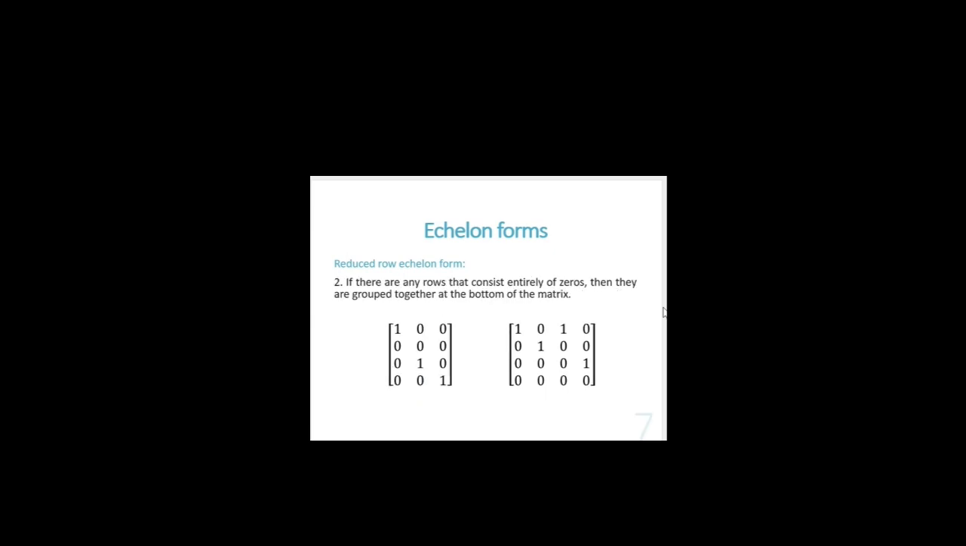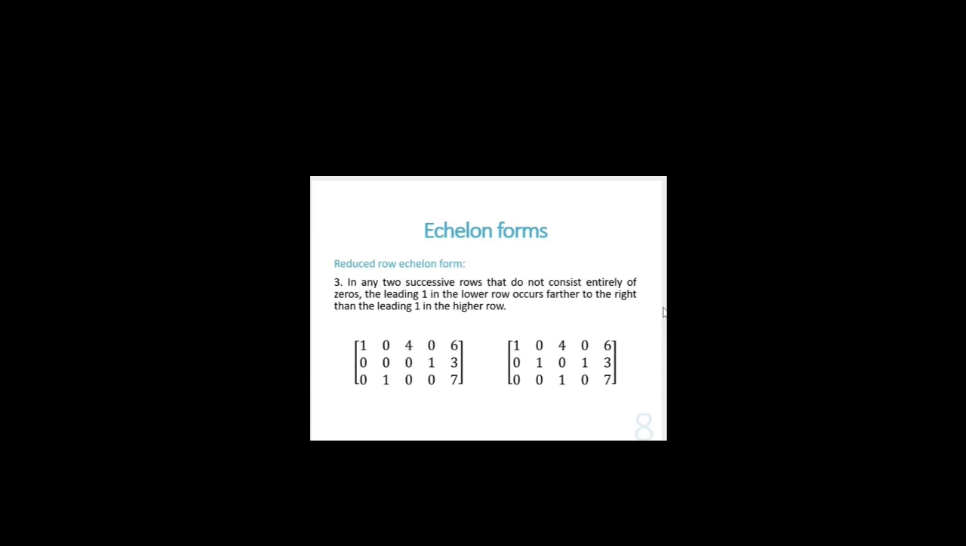Your property number 2 is: if there are any rows that consist entirely of zeros, they are grouped together at the bottom of the matrix. Does the first one fit that property? No, it does not. They left a whole second row of zeros. You can't do that. You've got to put them down at the bottom. So here they went ahead and did that on this second one. They have all the zeros at the bottom.